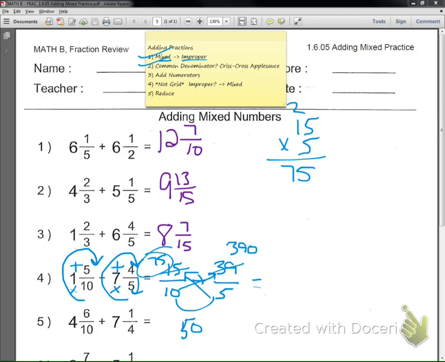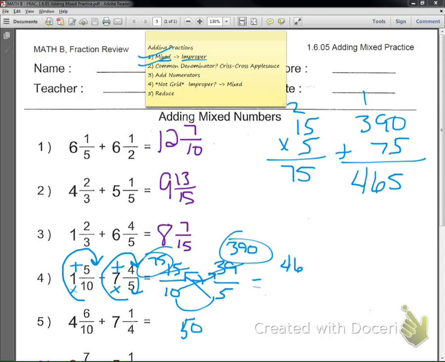You need to add your numerators together. So we have 390 plus 75. I keep on doing that. 9 plus 7 is 16. Carry your 1 is 4. So we get 465. Wow. All over 50. That is a very top-heavy fraction that I have to put the top in the box to.